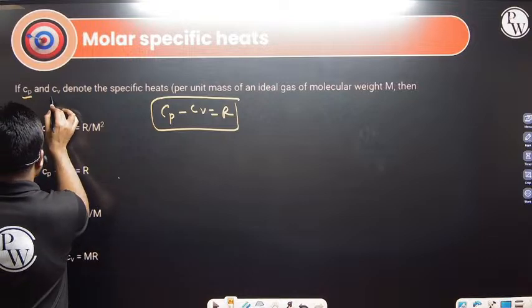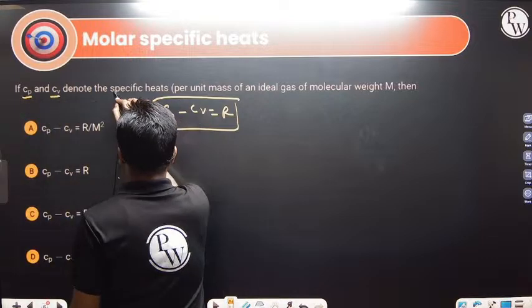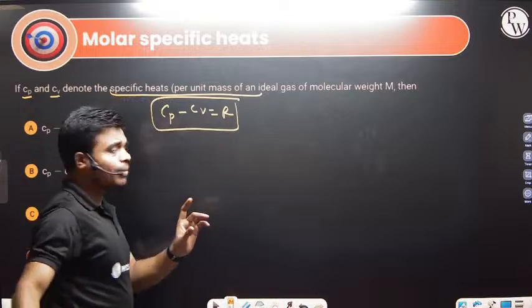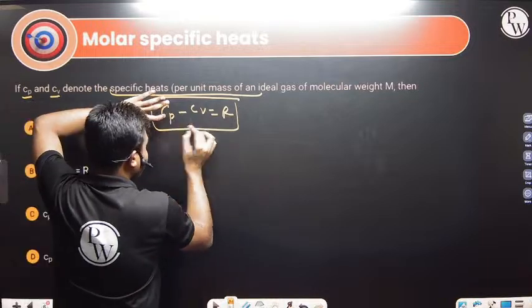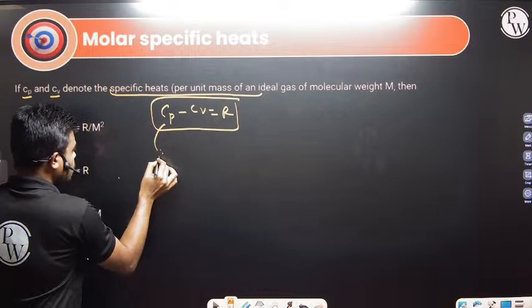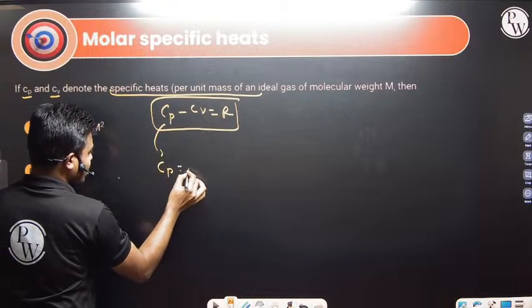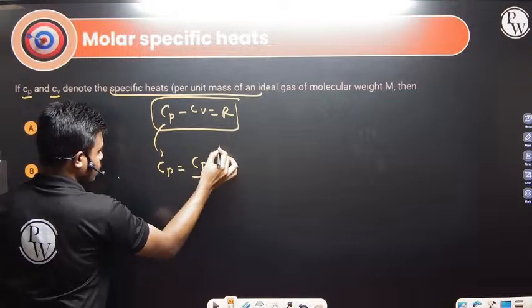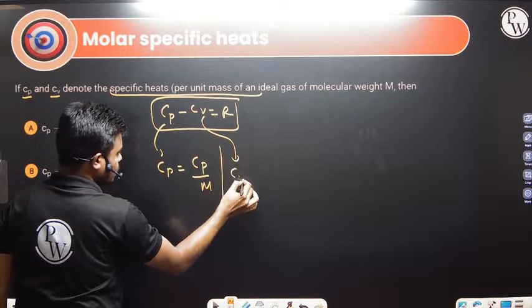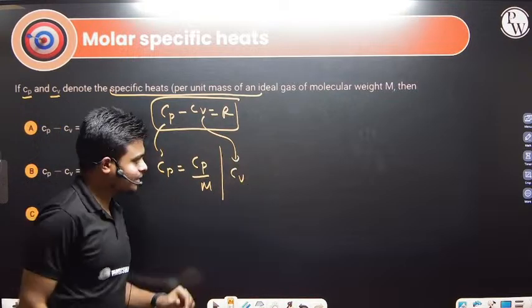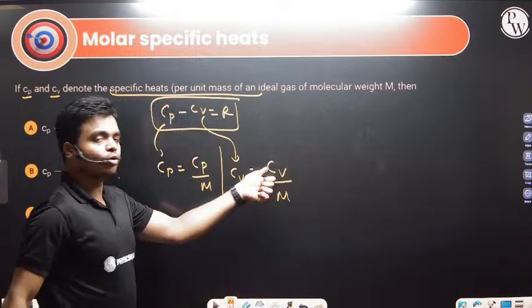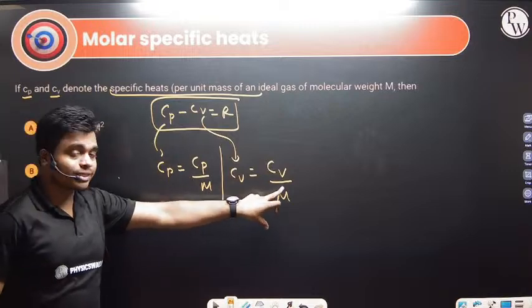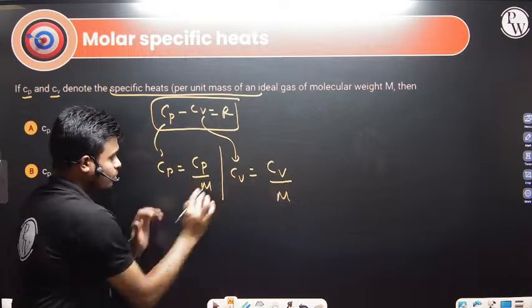If Cp and Cv denote the specific heats, what is specific heats? Per unit mass of an ideal gas. So they're asking per unit mass. Cp value is defined for 1 mole. So if we write small cp, we can write it in terms of this Cp divided by m. And this is small cv. What is small cv? It is the specific heat capacity, given by Cv divided by m. What is Cv? Molar heat capacity at constant volume divided by m. What is m? Molar mass here. So this is defined for 1 mole of gas.